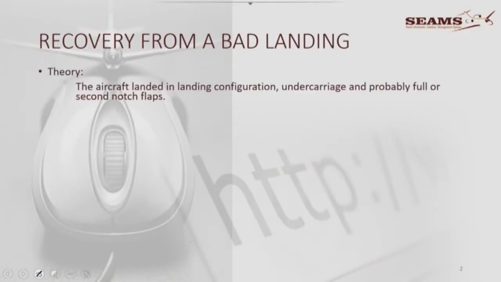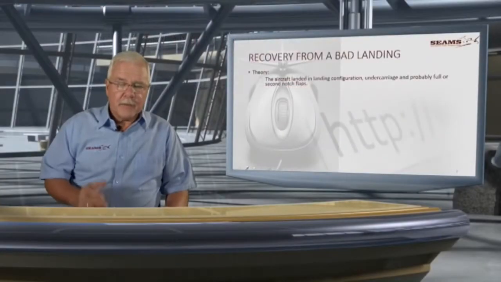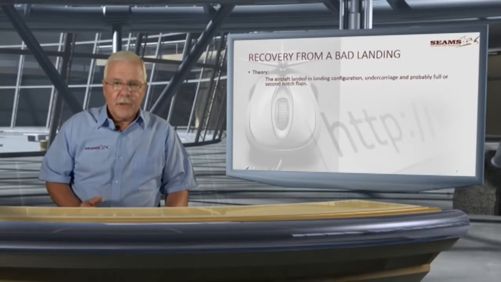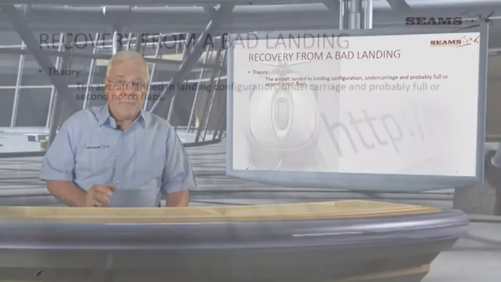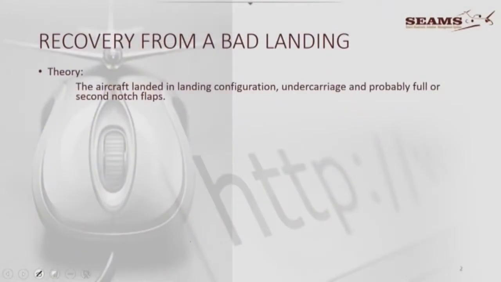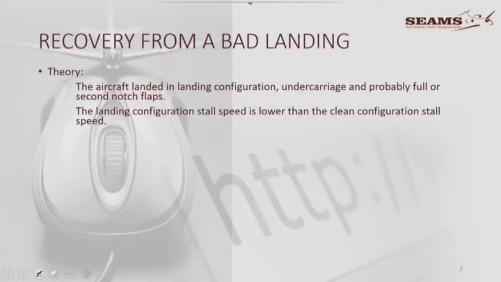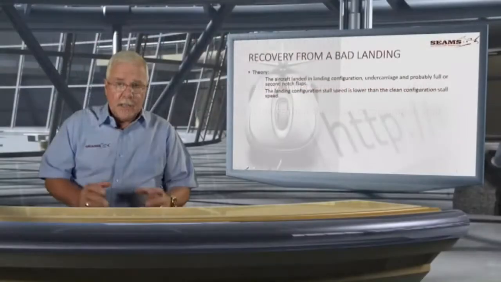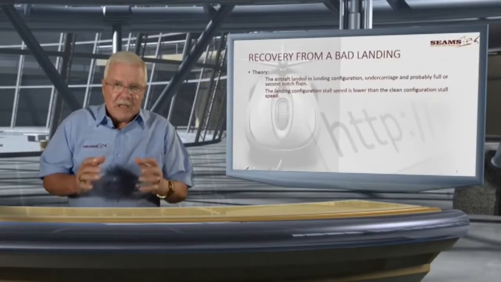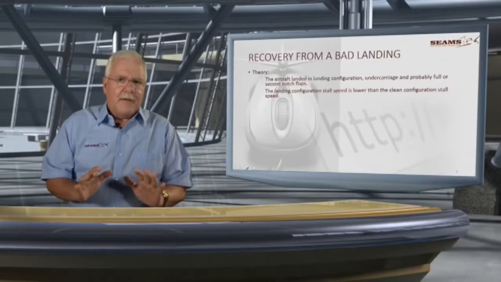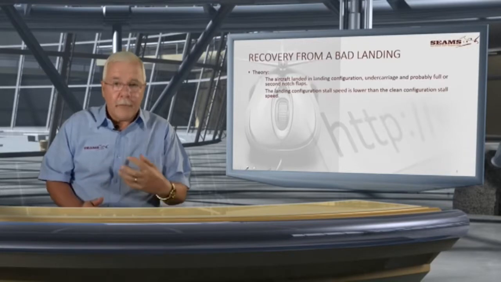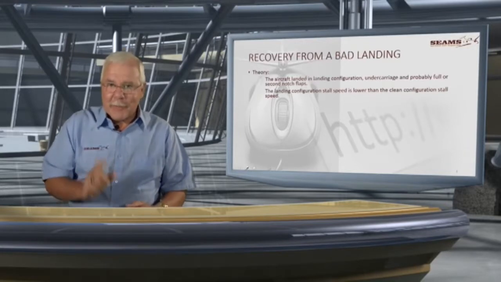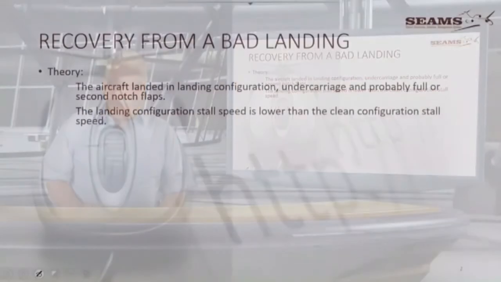First of all, the aircraft landed in landing configuration, undercarriage and probably full or second notch flap. Well, in this specific case, it was probably second notch flap that's used for landing. It doesn't matter. We're talking here about the approach configuration. The landing configuration stall speed is lower than the clean configuration stall speed. Yes, of course. How much is it less? Well, give or take a couple of knots, but about 5 knots. Nothing that you can go home and write about, okay? It's just a quick bump there on the airspeed indicator.